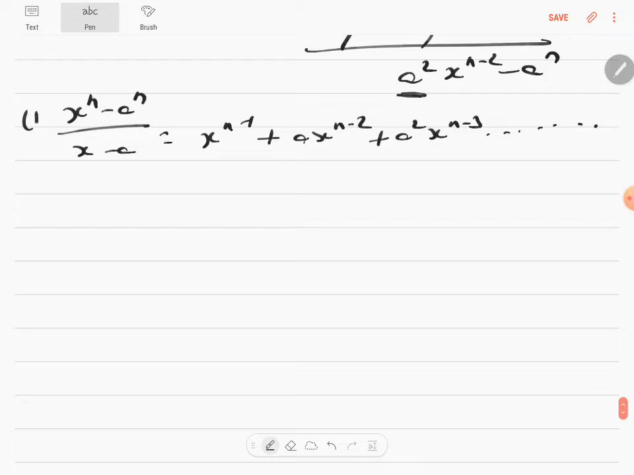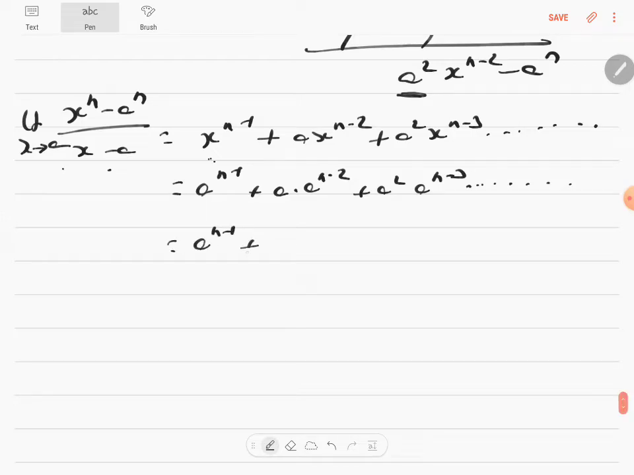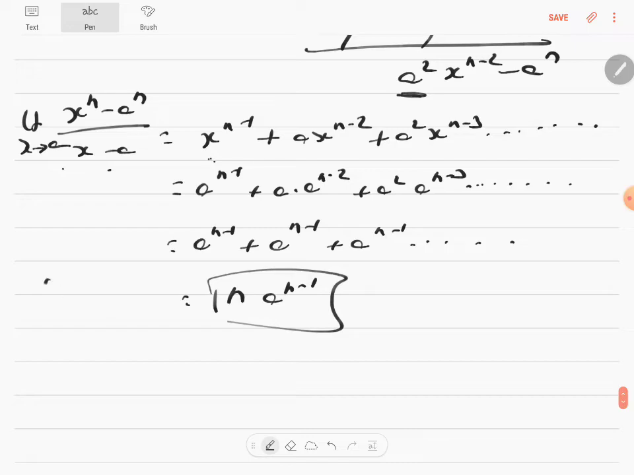What is the limit as x tends to a? So x tends to a means you substitute x = a here: a to the power n minus 1 plus a into a to the power n minus 2 plus a square into a to the power n minus 3, correct? Which is nothing but a to the power n minus 1 plus a to the power n minus 1 plus a to the power n minus 1. So it will come n times a to the power n minus 1, and that is why the limit of (x to the power n minus a to the power n) by (x minus a), as x tends to a, is n into a to the power n minus 1.